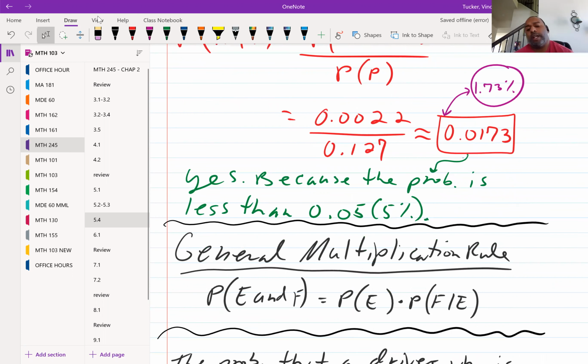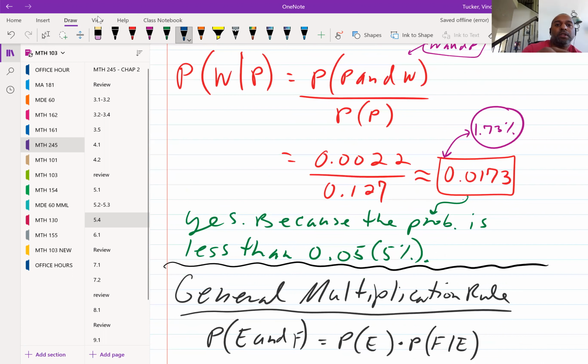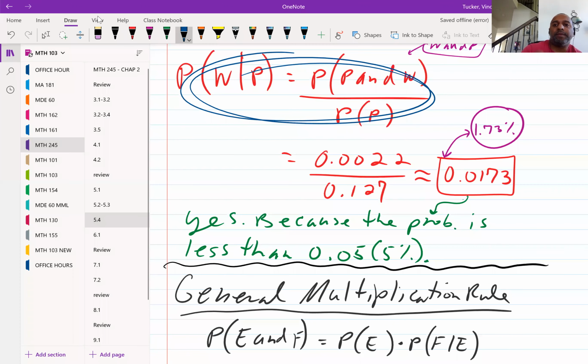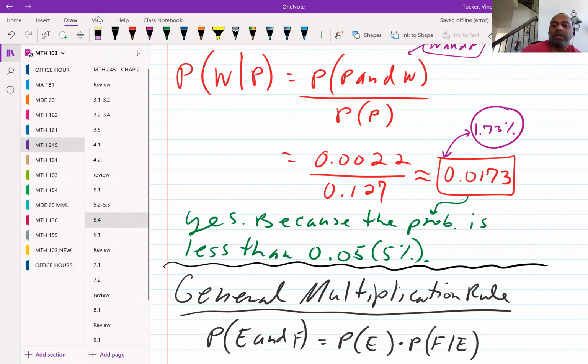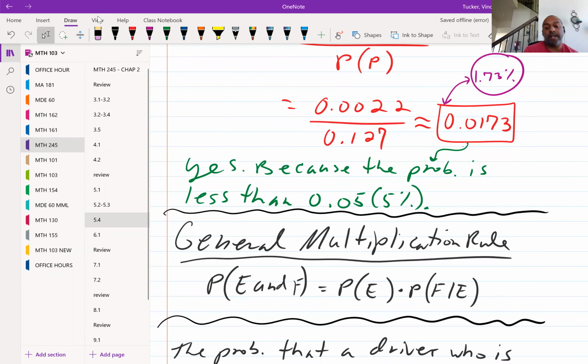All right. So now we get into the general multiplication rule. If you want to know the probability of E and F, it's really just a manipulation of this formula right here. You can multiply the probability of E times the probability of F, given that E has already occurred.